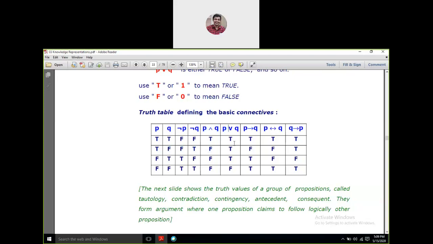If it is P or Q, then it will be true, since I do have one true out here. Now there is one more thing. Let us finish this one first. P equivalence Q will be false, because if P is true, Q has to be true, or if P is false, Q has to be false. So this is false. Now the problem arises here, here, here, and here.